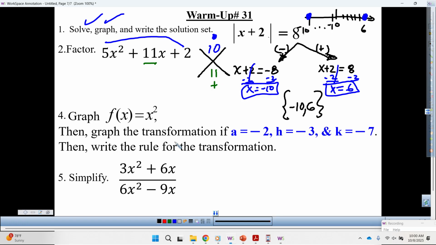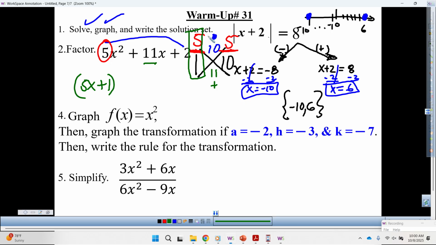What are they? 1 times 10. 1 times 10 is 10, and 1 plus 10 is 11. That is correct. However, now we have the 5 in the front, so what do we do with that? We put it on top of the 1 and on top of the 10. So question, can we simplify 5 over 1 anymore? No, so my factor is 5x plus 1.